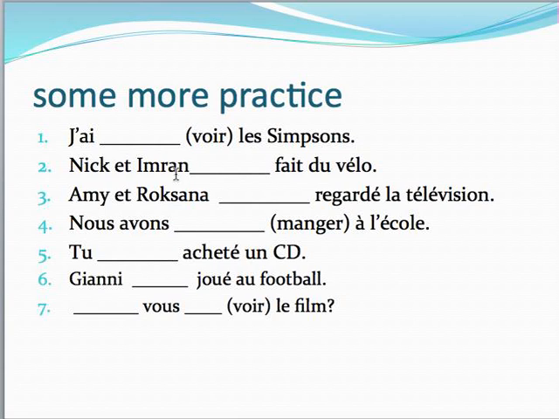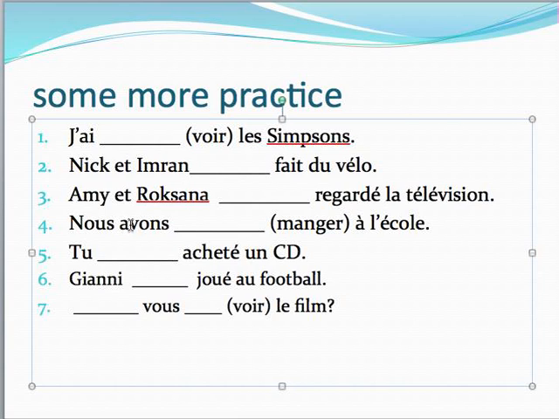Nous avons, well, in this case, we've got the form of avoir already here, but we needed to come up with the past participle. Manger, we just covered that, becomes mangé with an accent aigu at the end. Tu, here we need the auxiliary verb, and we need the form of avoir, because the past participle is there. So it's tu as acheté un CD, this is AS, because it's the second form. Gianni, one boy, a joué au football, just the letter A, that's all it is. And the last one is actually a question, as you can tell by the question mark back here. Vous is you plural, so it's avez, and we need vu as a past participle.